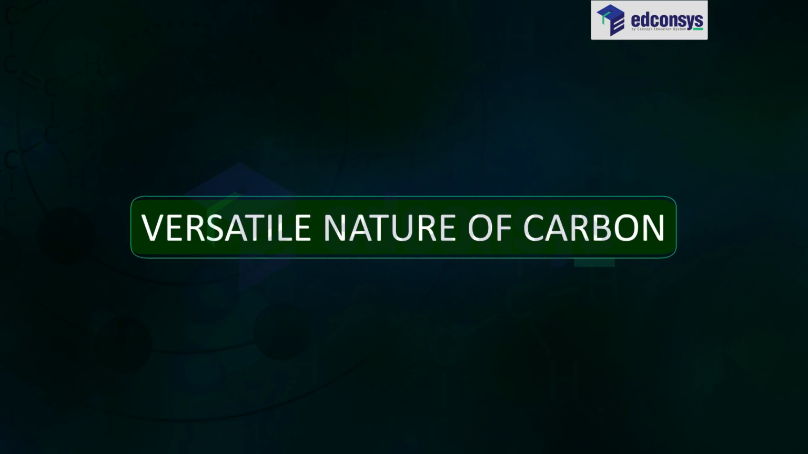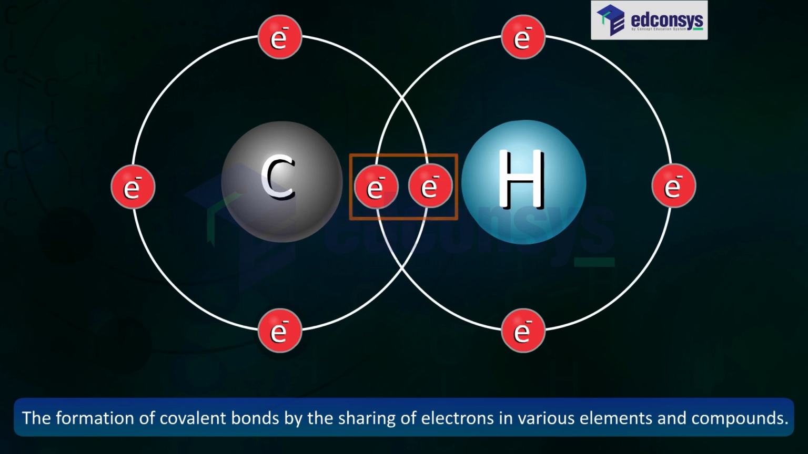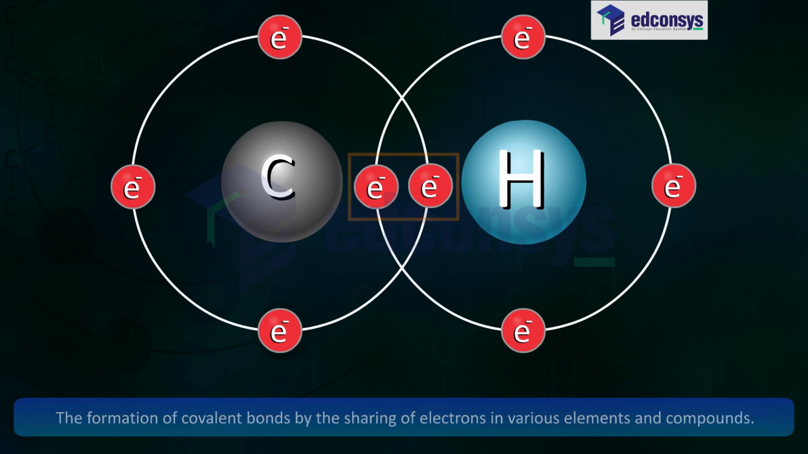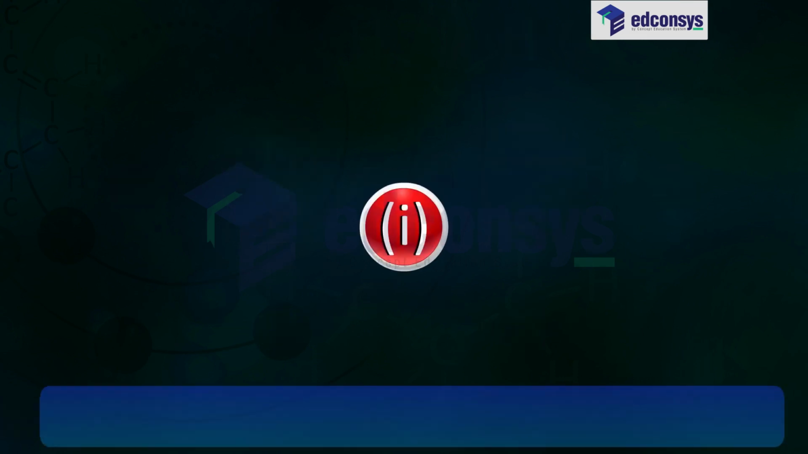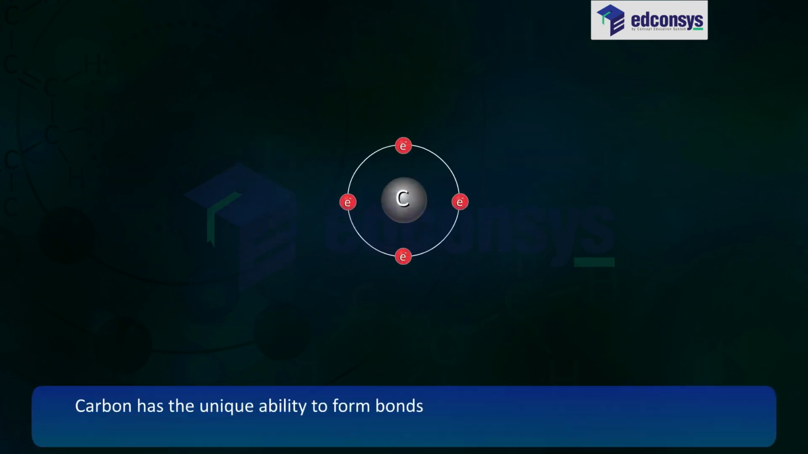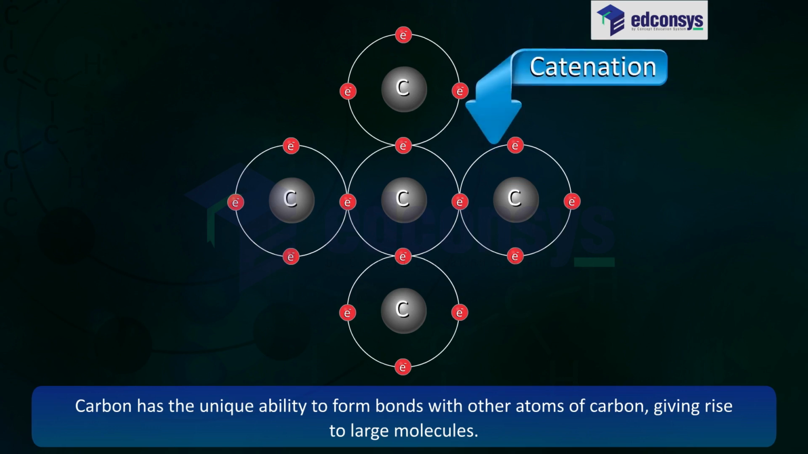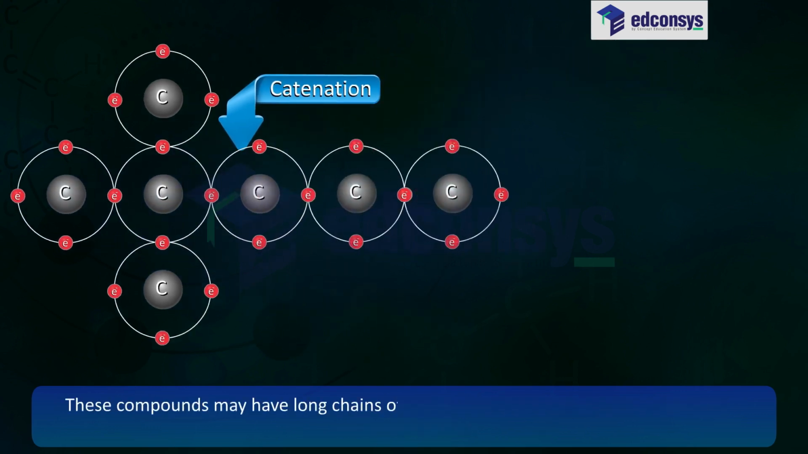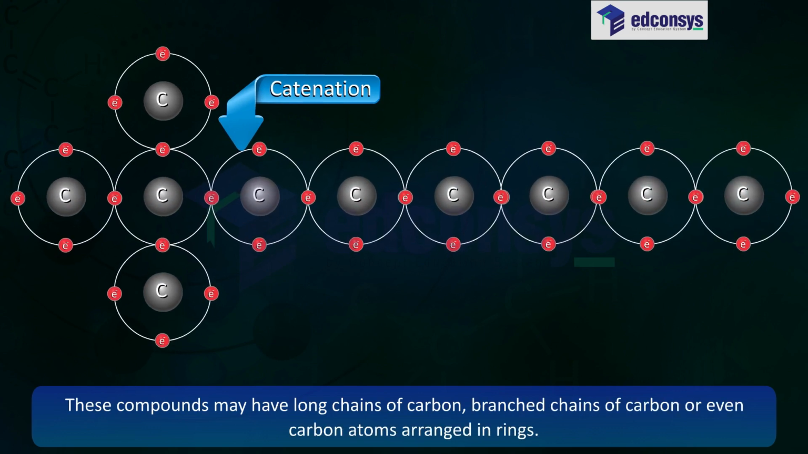Versatile nature of carbon. The formation of covalent bonds by the sharing of electrons in various elements and compounds. The nature of the covalent bond enables carbon to form a large number of compounds. 2 factors noticed in the case of carbon are: first, carbon has the unique ability to form bonds with other atoms of carbon, giving rise to large molecules. This property is called catenation. These compounds may have long chains of carbon, branched chains of carbon, or even carbon atoms arranged in rings.